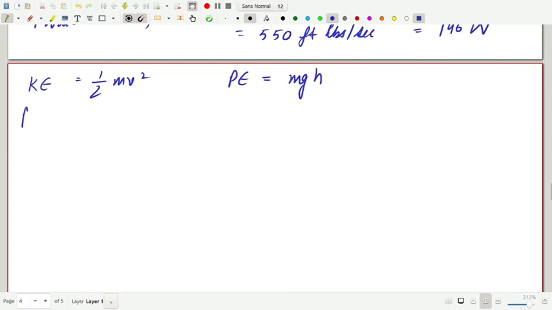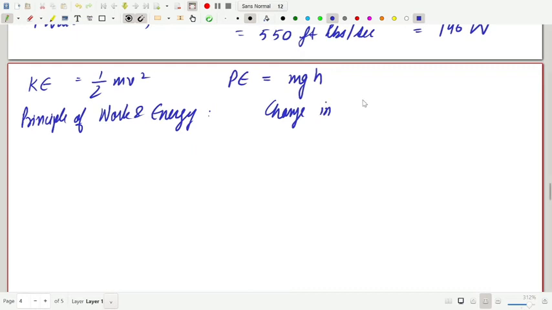Principle of work and energy states that change in kinetic energy is equal to work done by the forces.